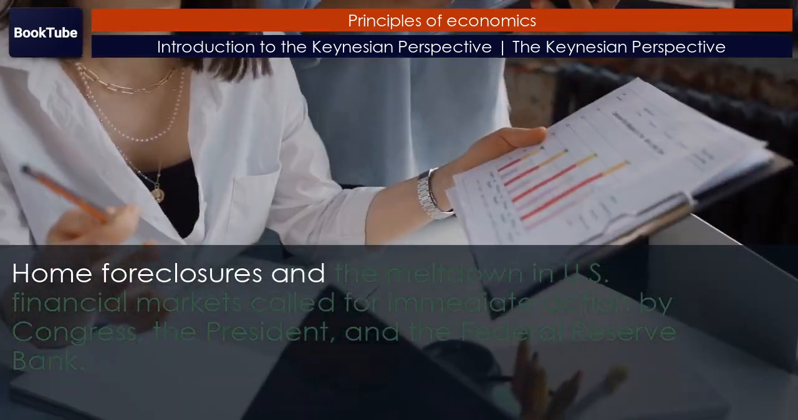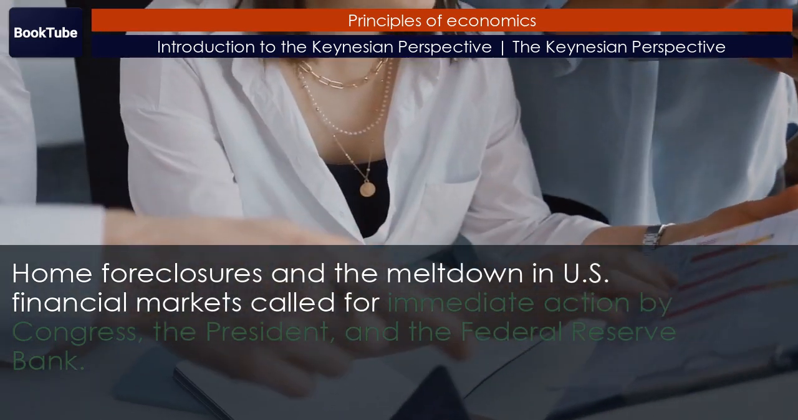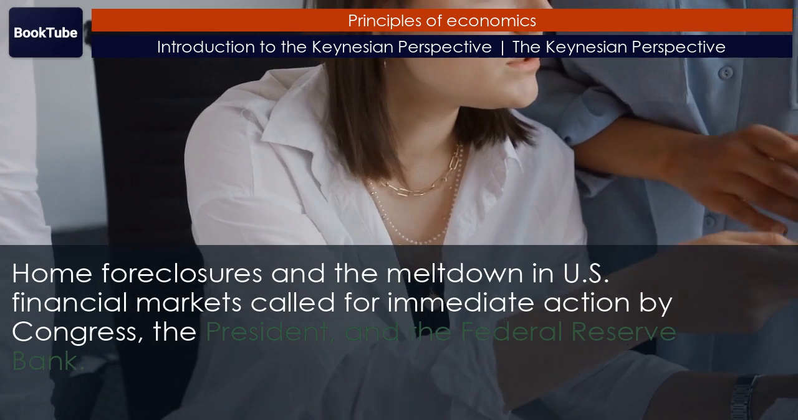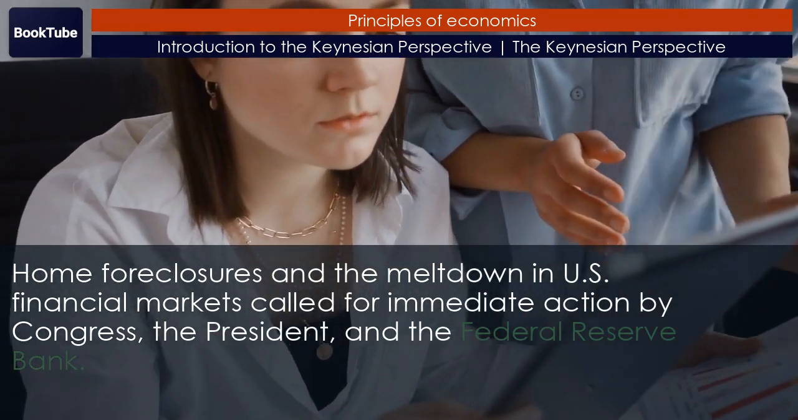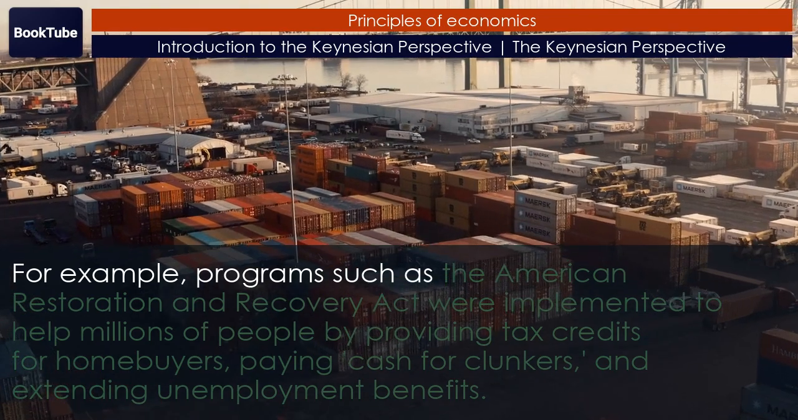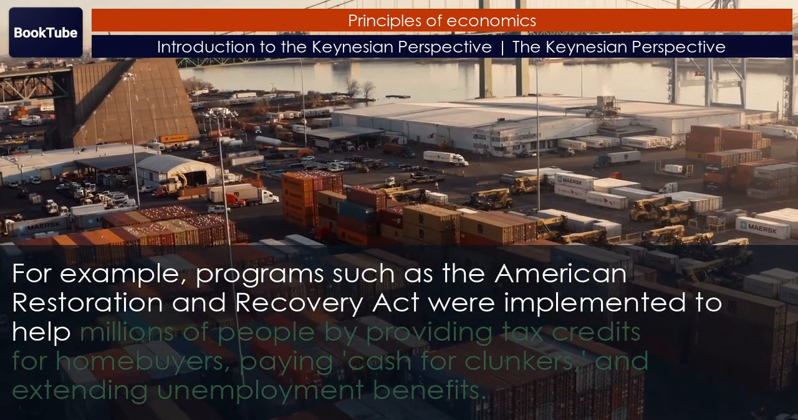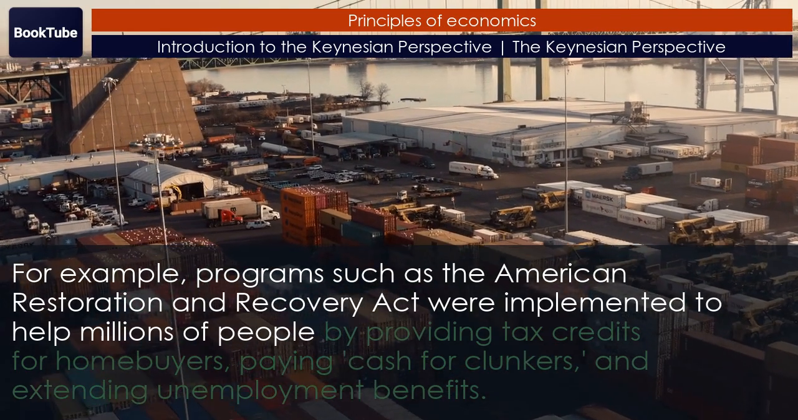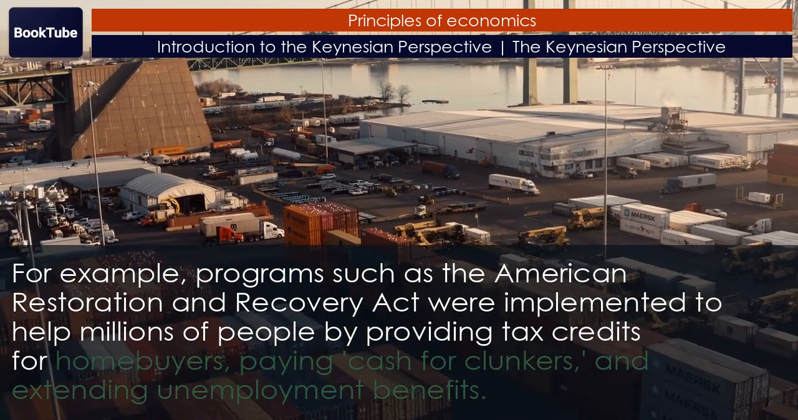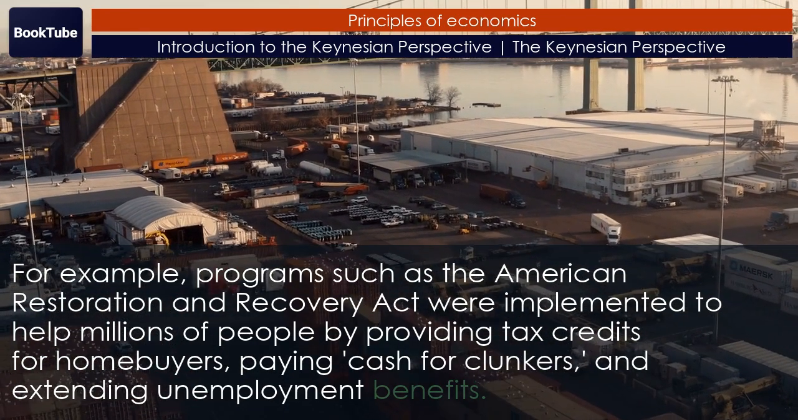Home foreclosures and the meltdown in U.S. financial markets called for immediate action by Congress, the President, and the Federal Reserve Bank. For example, programs such as the American Restoration and Recovery Act were implemented to help millions of people by providing tax credits for homebuyers, paying cash for clunkers, and extending unemployment benefits.